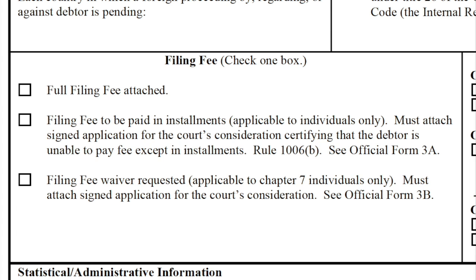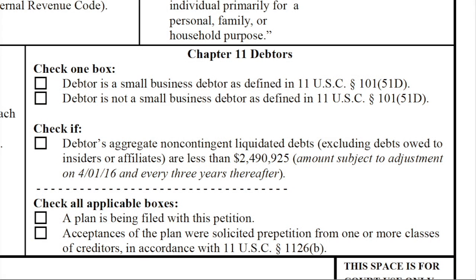If you do all this electronically, you don't even have to do all these boxes. You really only have to do a couple of them because they're automatically defaulted. Once you hit chapter 7 and you hit what kind of debt it is, it automatically populates everything else for you. Chapter 11 debtors, this would not apply.